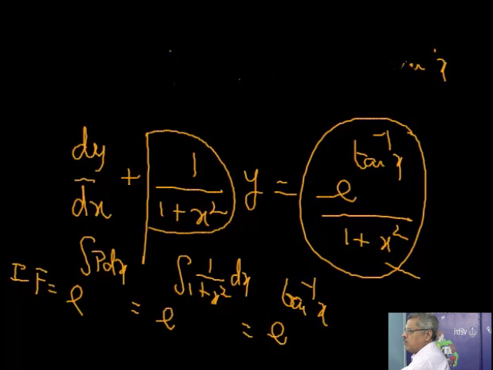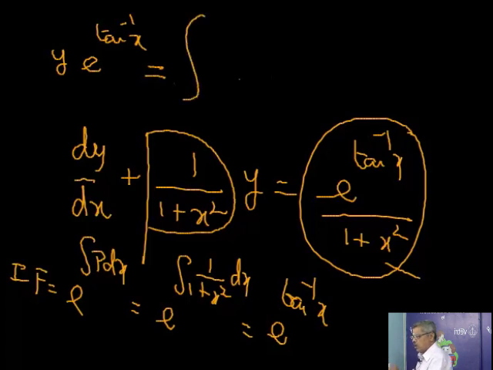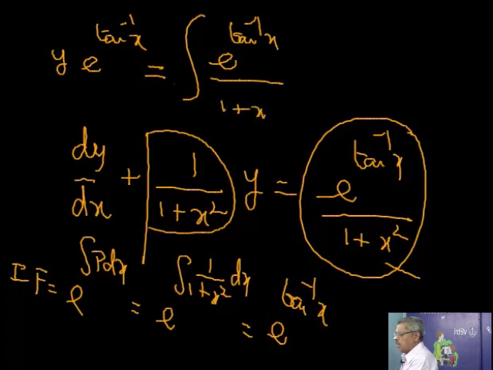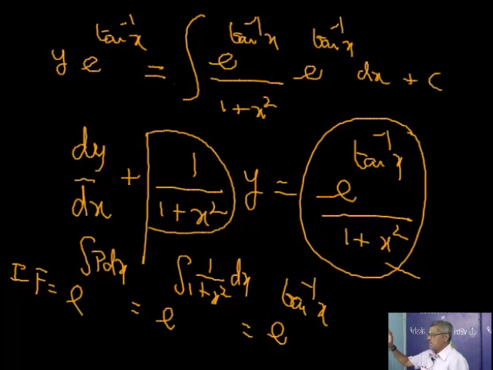Solution according to the formula: y into e power integral p dx, that is e power tan inverse x, equals integral of q times e power integral p dx plus c. Here q is e power tan inverse x by 1 plus x square, and again e power integral p dx is e power tan inverse x. So y e power integral p dx is equal to integral of q e power integral p dx plus c.